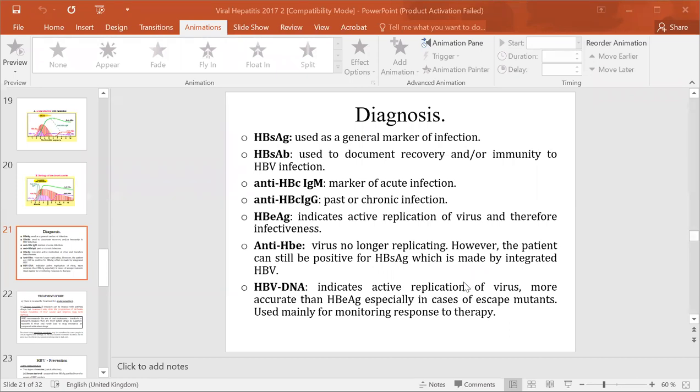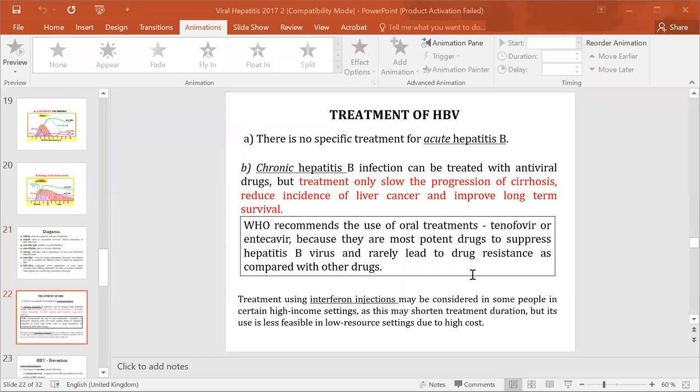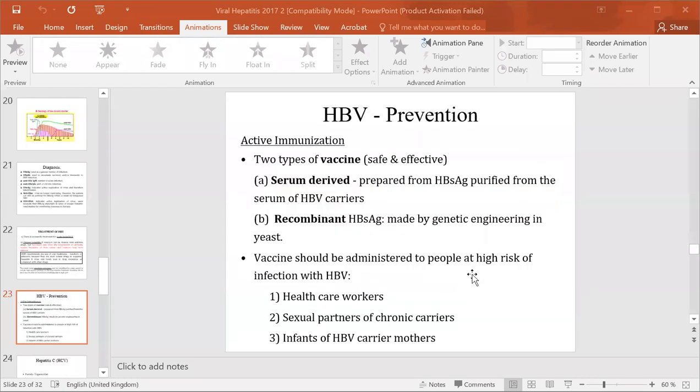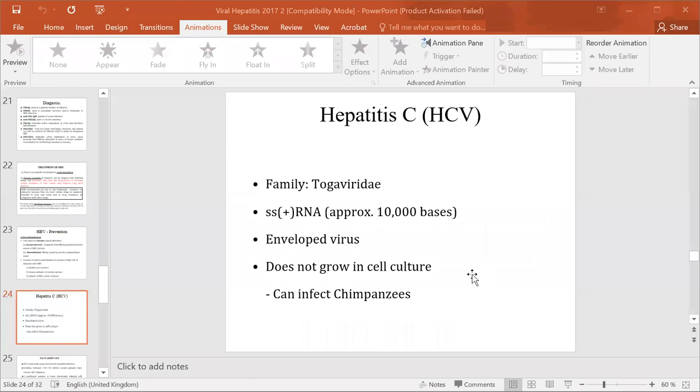So, ladies and gentlemen, because of time, I want us to end this lecture at this point. We'll talk briefly about treatment. There are some treatments that are being offered for this virus now. Vaccination, we have vaccines for hepatitis B virus. As healthcare workers, I urge you to get vaccinated because you are likely to get infected.